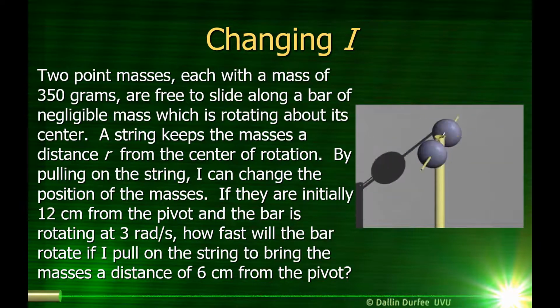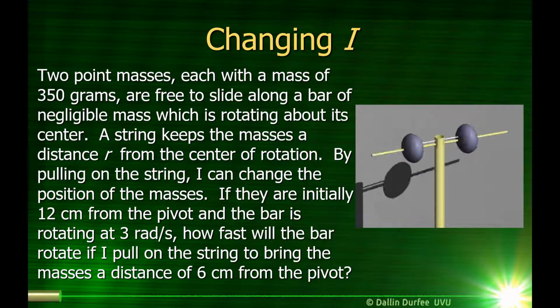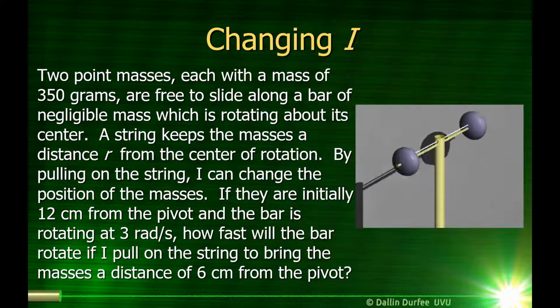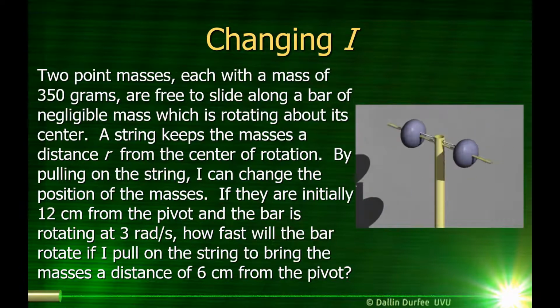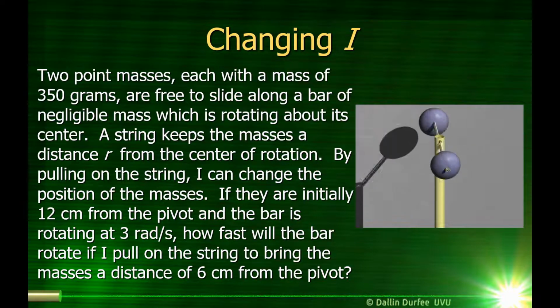By pulling on the string, I can change the position of the masses. If they are initially 12 centimeters from the pivot and the bar is rotating at 3 radians per second, how fast will the bar rotate if I pull on the strings to bring the masses a distance of 6 centimeters from the pivot?